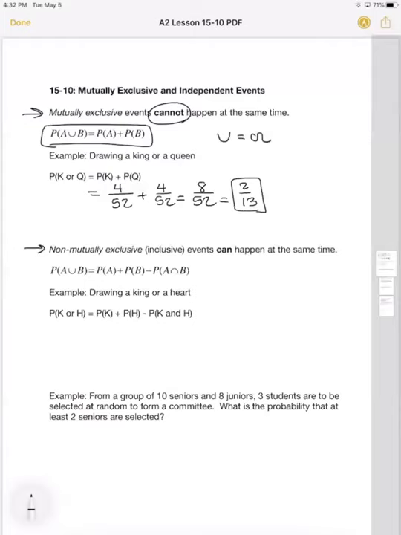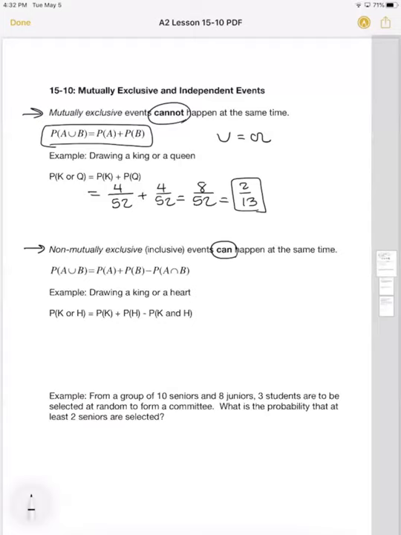Now let's move on to non-mutually exclusive events. Some people call these inclusive events. The worksheet you have that I have uploaded for you says non-mutually exclusive, but either way you label it, these are events that can happen at the same time. And you're thinking, how is that possible? Well, we're going to look at that in just a second.